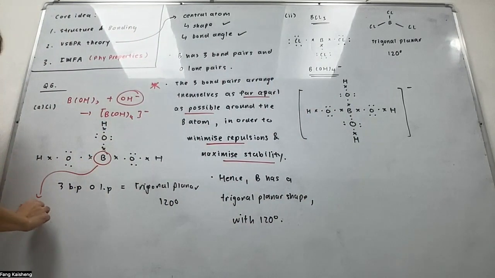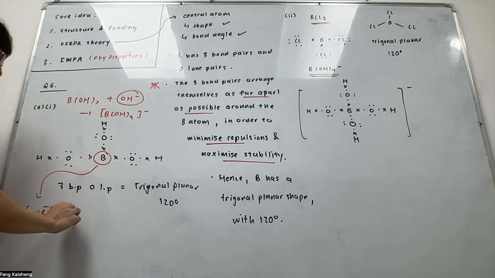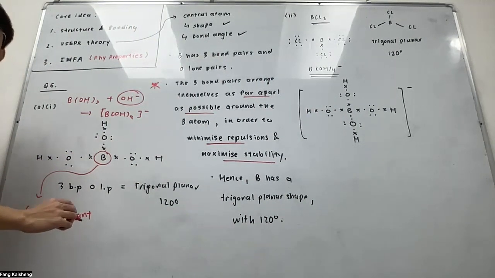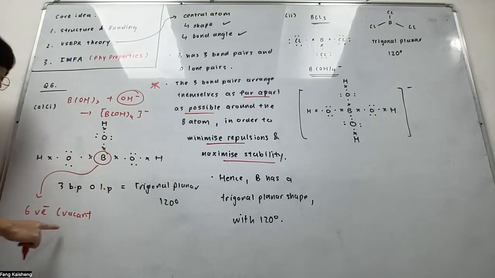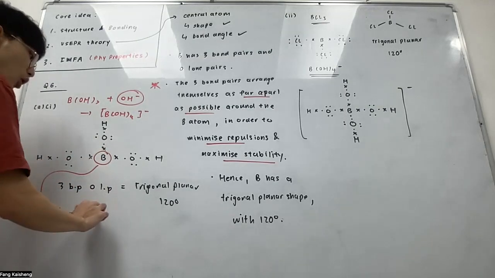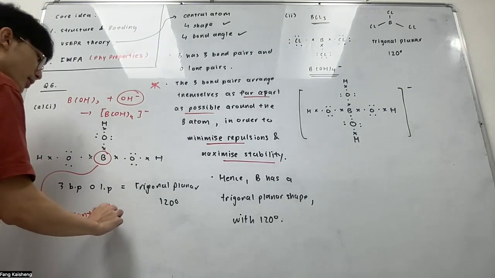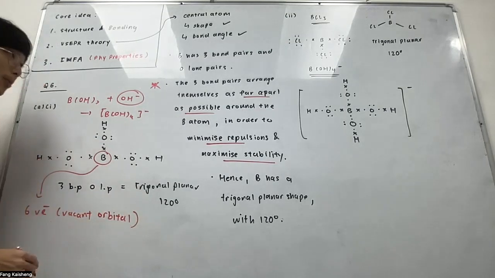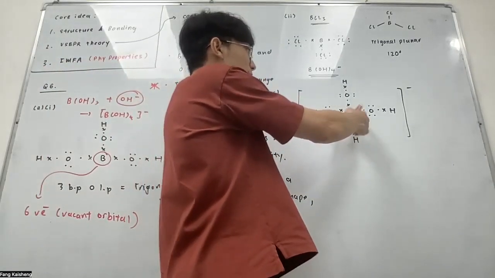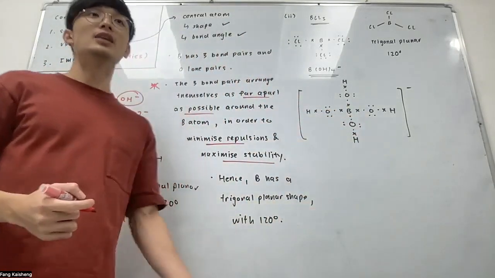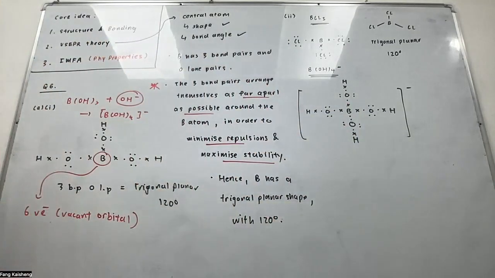Boron only has 6 valence electrons, which implies it has a vacant one. What's the term for it? Boron has only 6 valence, so it has a vacant orbital. Remember? If you have a vacant orbital, it means you can accept a pair of electrons via a dative bond. That is, after all, the criteria of dative bonding. That's that.